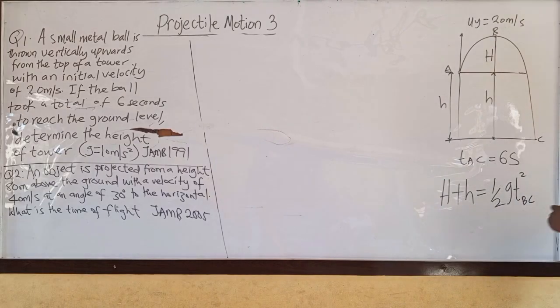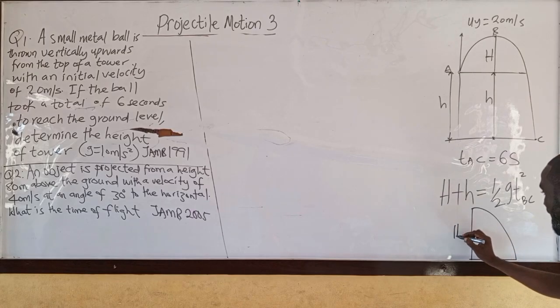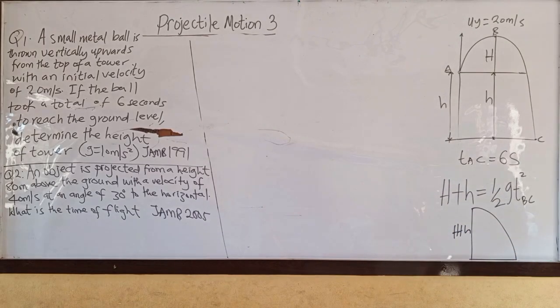Are you with me? Let me bring it out. What I'm saying is this. I have it like this. Here is H plus H, so the time will be the time from B to C. Are you with me? So don't make a mistake. It's from B to C. So the time I'm going to use for calculation will be the time from B to C.